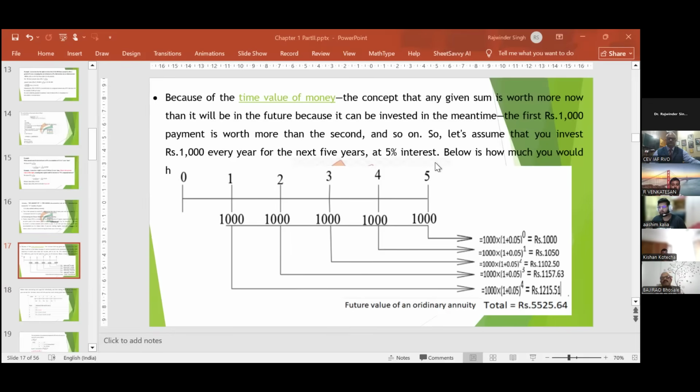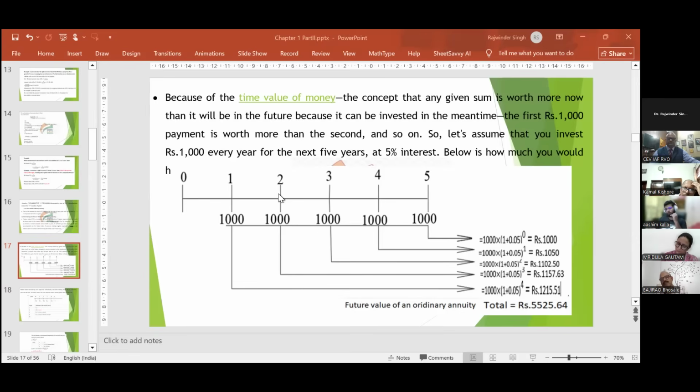Now, at the end of 5th year, this amount was deposited at the end of 1st year. For how many years will this 1,000 attract interest? 4 years. Okay, this 1,000 into the formula is 1 plus r raised to power n, means 1 plus 0.05 raised to power 4.